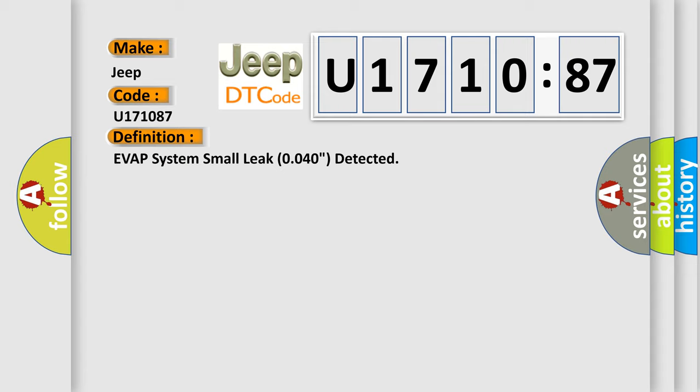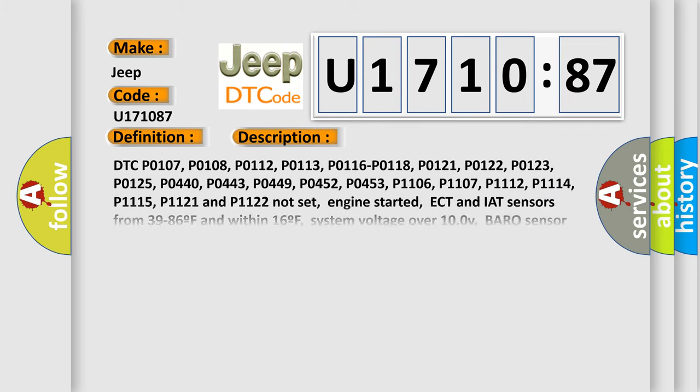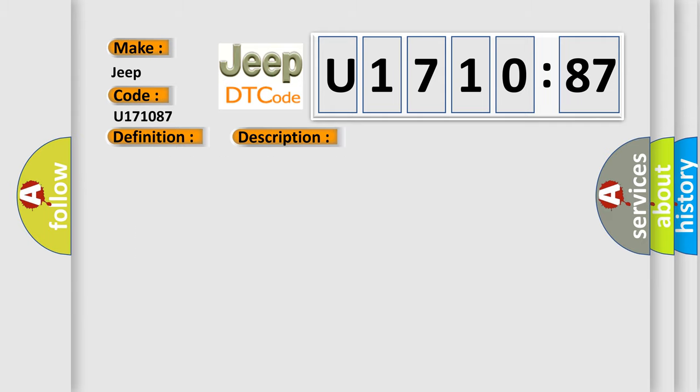DTC P0107, P0108, P0112, P0113, P0116, P0118, P0121, P0122, P0123, P0125, P0440, P0443, P0449, P0452, P0453, P1106, P1107, P1112, P1114, P1115, P1121 and P1122 not set, engine started, ECT and IAT sensors from 39 to 86F and within 16F, system voltage over 10.0V, BARO sensor more than 75 kPa, vehicle driven at a steady speed of less than 75 mph, fuel level from 15 to 80%, and the PCM detected the EVAP system achieved proper vacuum, but a vacuum decay condition was detected during the EVAP leak test.